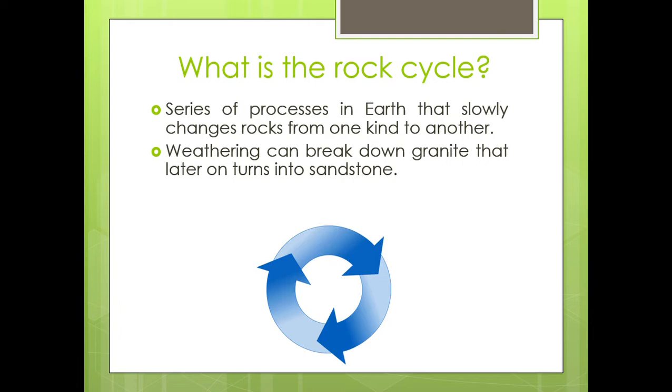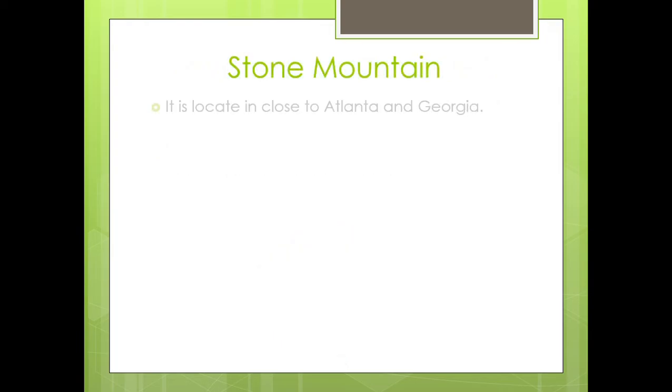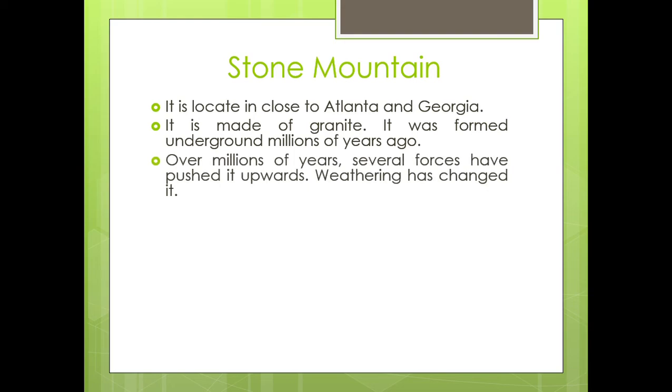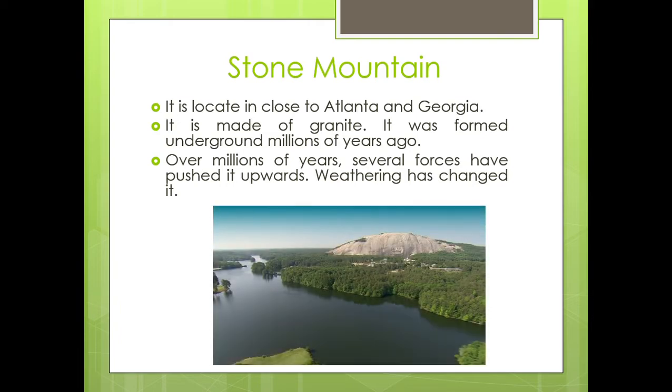Another important thing that you have to notice is that a cycle is something that is constantly repeating. It has a series of steps, but that are going to constantly repeat. I'm going to show you an example of a stone mountain. It is located close to Atlanta in Georgia. It is made of granite and it was formed underground millions of years ago. Over millions of years, several forces have pushed it upwards. Weathering has changed it. This is related to what I was mentioning before.